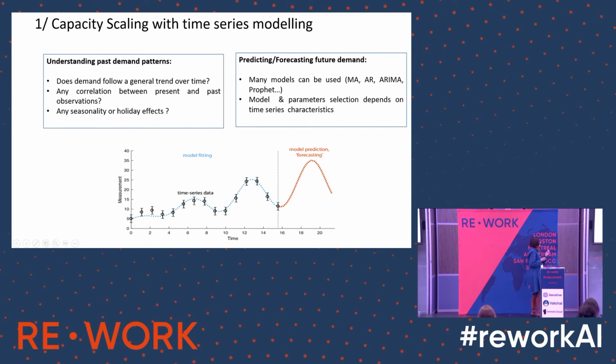You need to look at your demand and see how it evolves over time. Is it constant? Is it generally growing? Is it generally declining? Is there any correlation between present or past observations? Do you see any seasonalities or holiday effects? And then based on this, you can choose between models such as moving average or autocorrelation or a combination of both, or you can use libraries such as Prophet or others. So really it depends on the time series characteristics here.